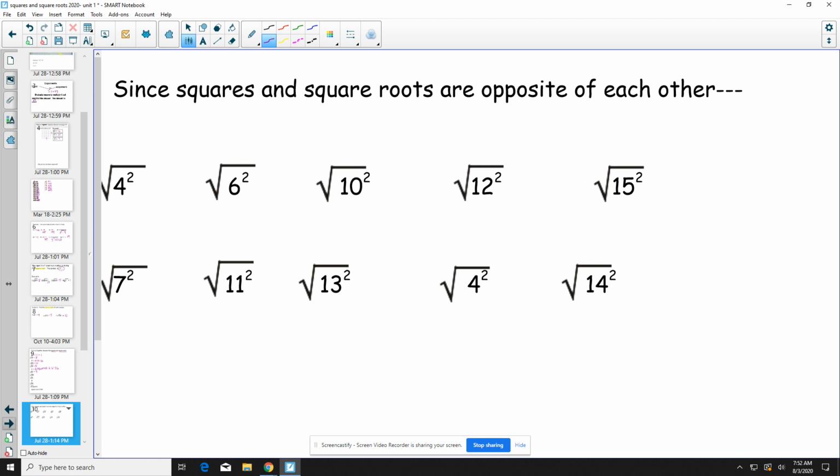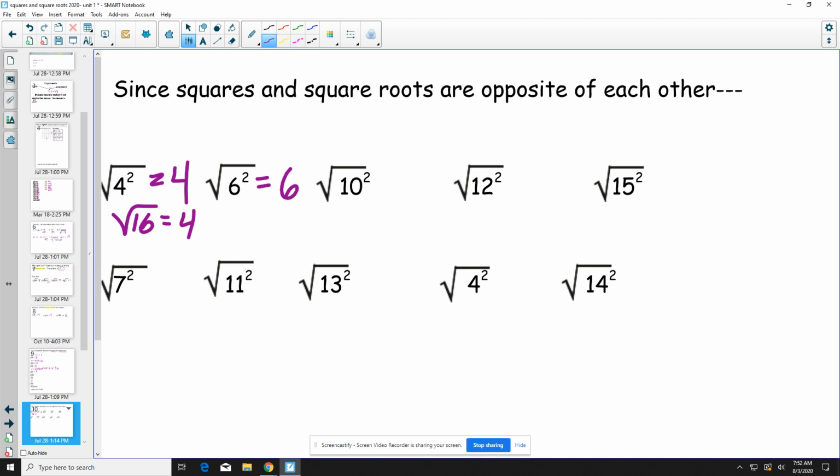Since squares and square roots are opposite each other, they undo each other. So the square root of 4 squared is just going to give me the answer 4. I could work it out by taking 4 to the second. 4 to the second would be 4 times 4, 16. But then when I take the square root of 16, I just get 4. They undo each other.